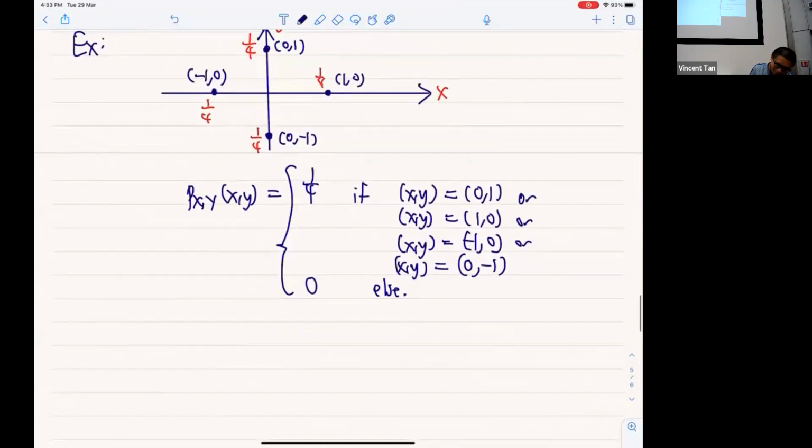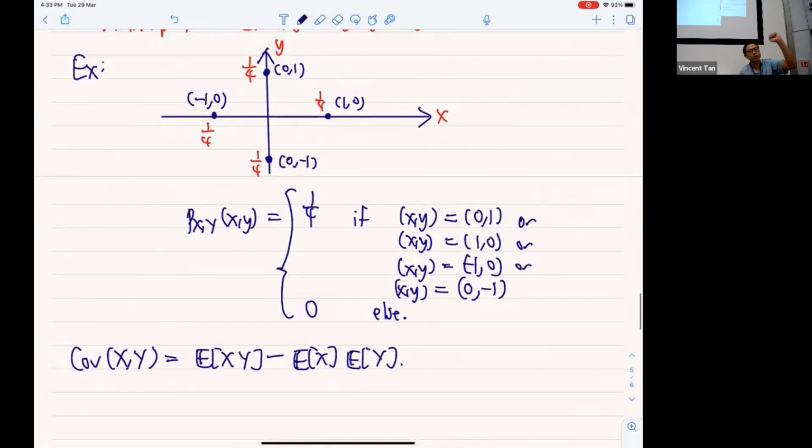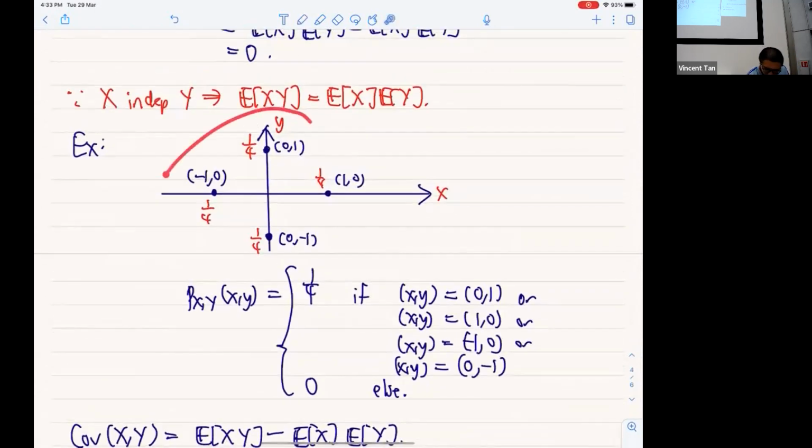Equally ugly, but I don't know how to make this nice. All right, so now let's compute the covariance of X and Y. We use the simplified formula: expectation value of XY minus expectation value of X times expectation value of Y. Right from the picture, you can already see the expectation value of X. How to see that? You see, this whole thing is symmetrical, right? This probability mass function is symmetrical.